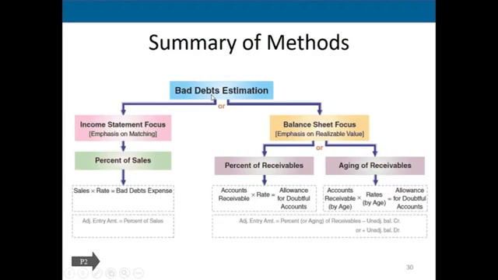Summary of the methods. If we look at the income statement focus, again, this is all on the allowance method, not the direct write-off, only on the allowance method. The income statement focus is going to be the percentage of sales. It's going to require an adjustment entry down the road. The balance sheet focus is an emphasis on realizable value. This is the one most accountants are going to prefer, and you're going to do either percent of receivables or aging of receivables.